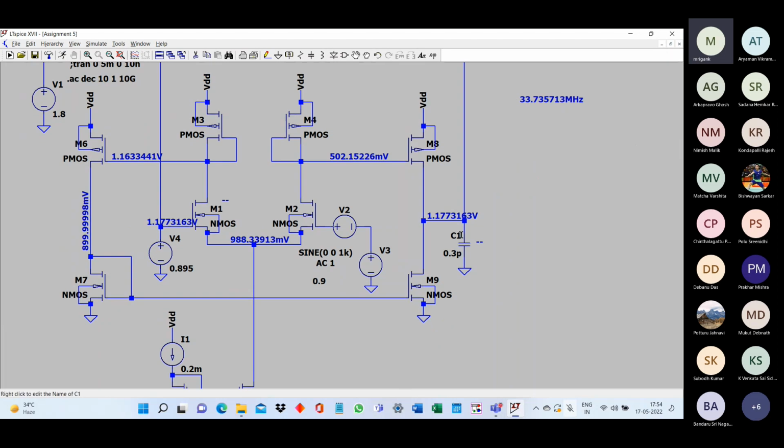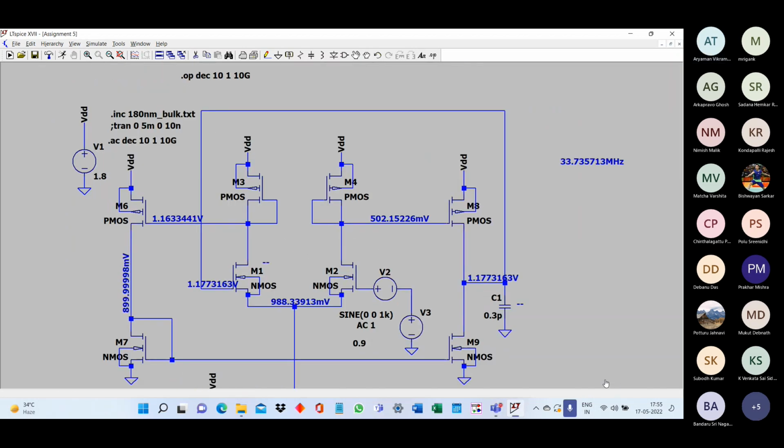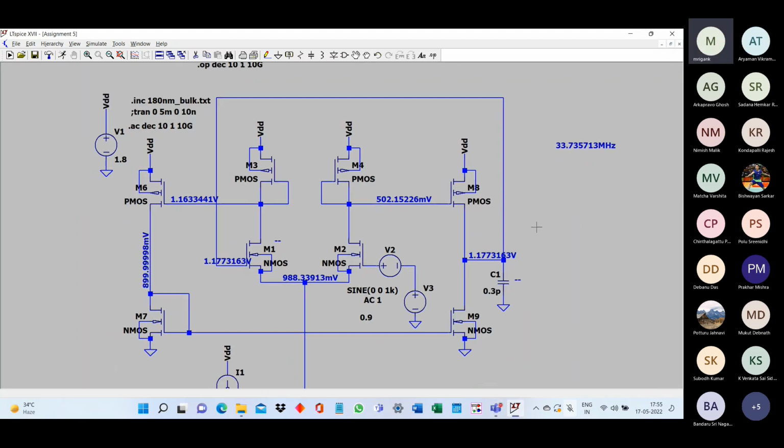Remove the DC before you remove. Yes, sir. No, V4 you have to remove. What have you done to V4? I removed it. And input DC is at 0.9.